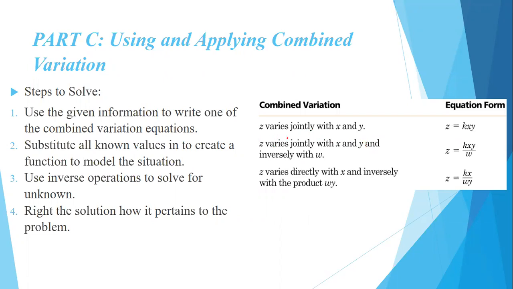If it says that Z varies jointly, that means that everything is being multiplied. You're finding the product of it. If it says that it varies jointly with two of them and inversely with another, that means I am multiplying and dividing. And the same thing here, if it says Z varies directly with X and inversely with the product of WY.